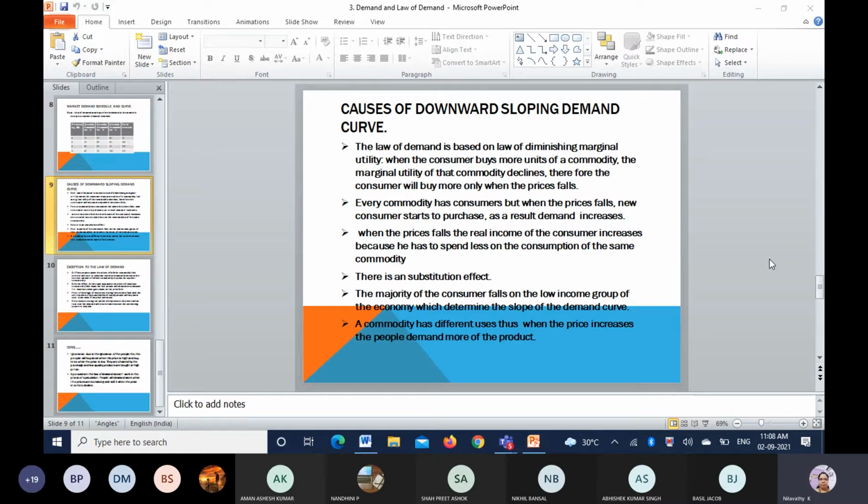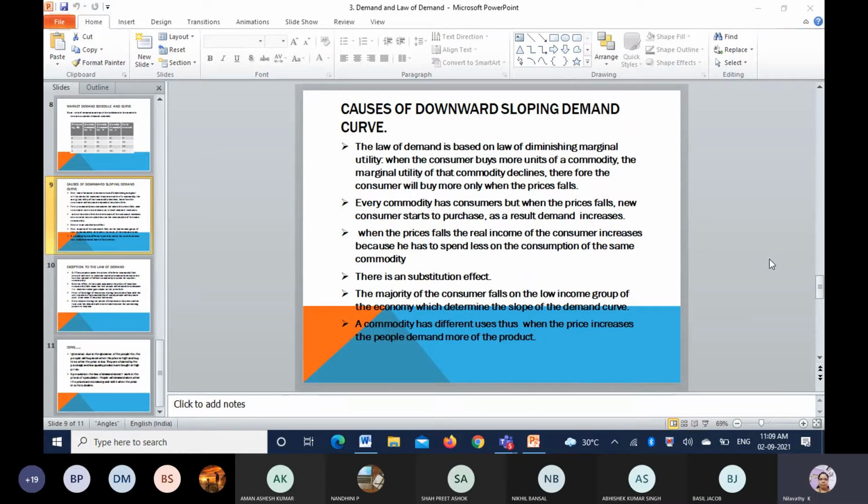Why? Because there were changes in the prices. The prices were very high, so the purchasing power got reduced. And if the prices are very low, you will have more purchasing power. So that is also the reason why the law of demand operates, or why the demand curve is a downward sloping curve. When the prices fall, it means that the real income of the consumer has risen, because he has to spend less on consumption for the same commodity.